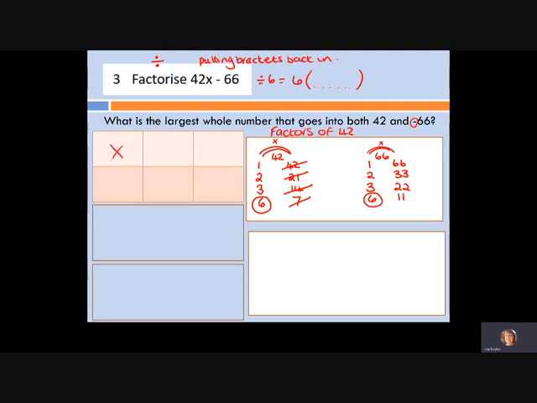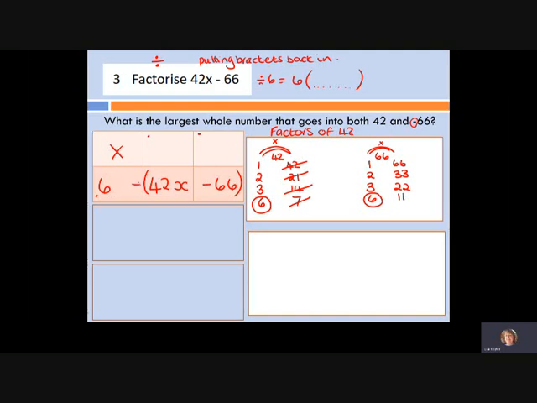So remember, when we're multiplying, we multiply something in here and something here to give an answer. Well, we've got our answer. Our answer is 42x, and it's negative 66. We've just worked out that 6 goes into it, so 6 times something gives us that answer. That's what we need to now work out.